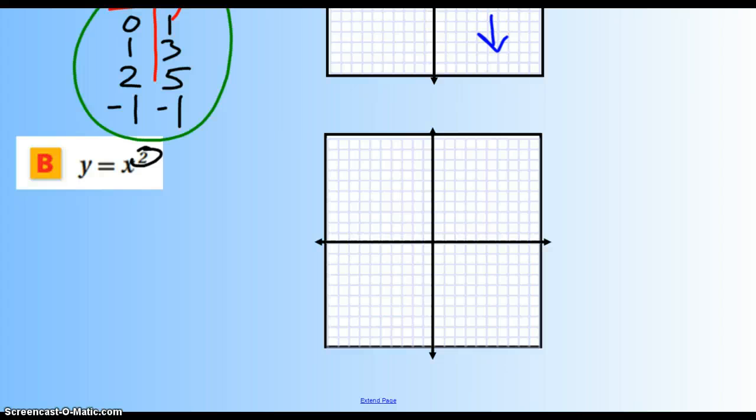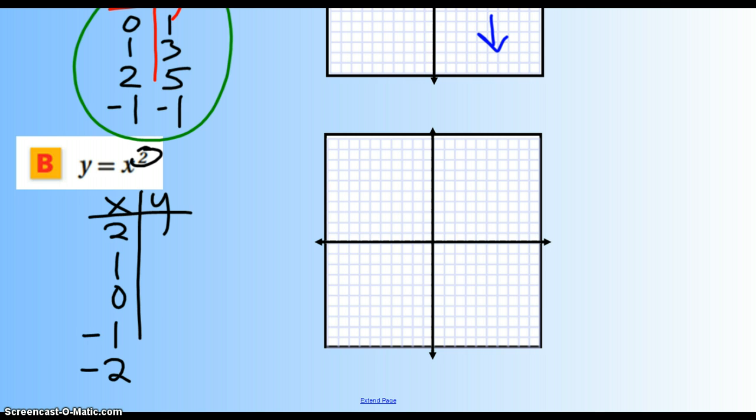And lastly, in a y equals x squared graph, this one, whenever you see your variable to a power, you want to be careful, and you want to throw some negatives in there too. So here's what I'm going to do. I'm going to go 2, 1, 0, negative 1, negative 2. And we're going to find those 5 points.